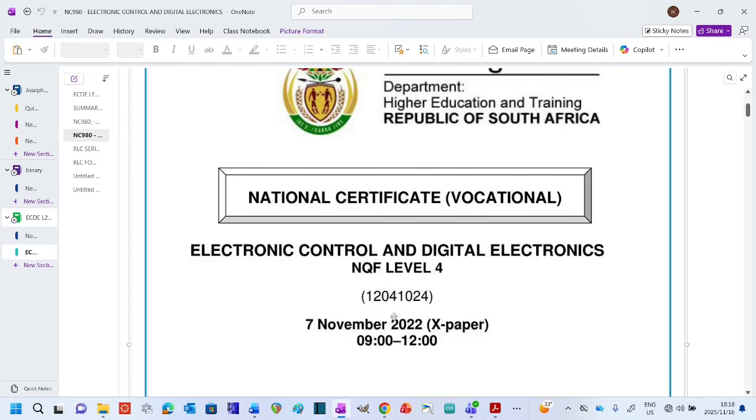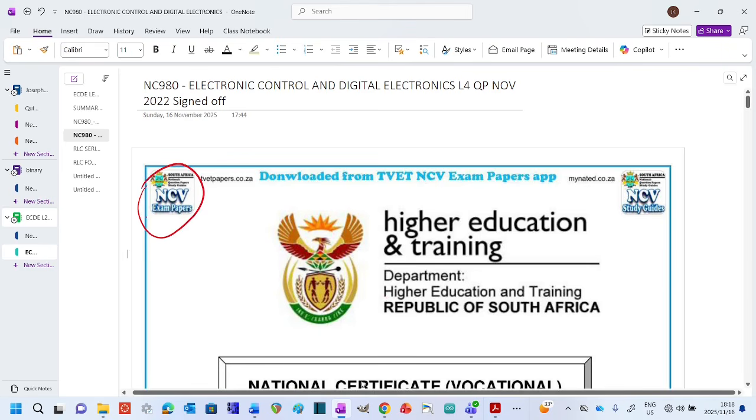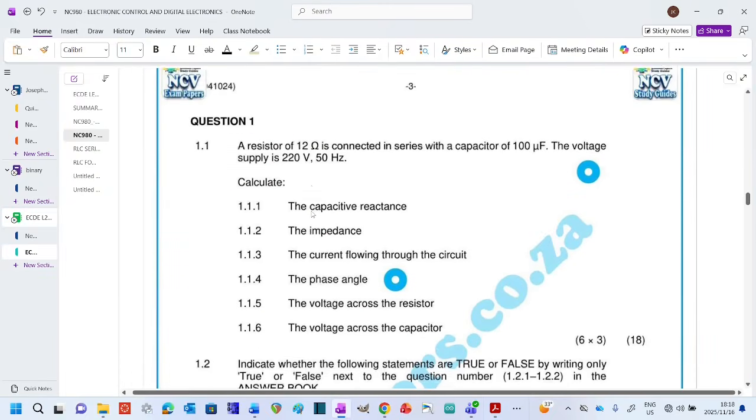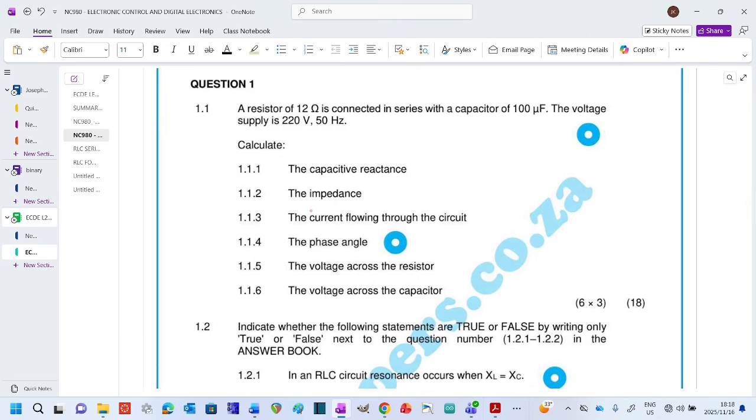We have the 2022 paper, also downloaded from the NCV exam papers app. So let's go to 2020 question 1. Okay, now this is almost the same thing. So I would let you do this one by yourself.